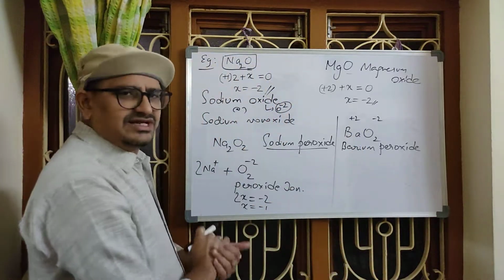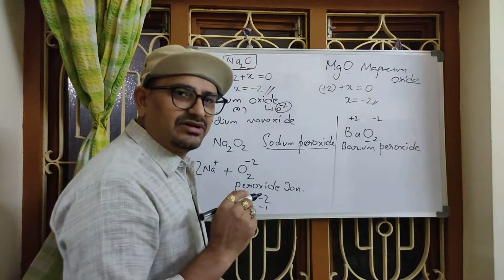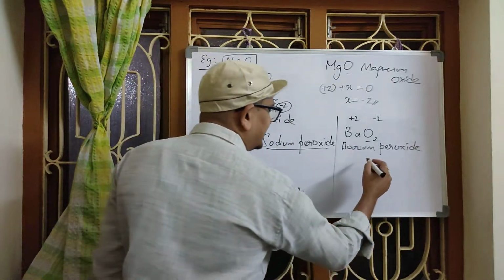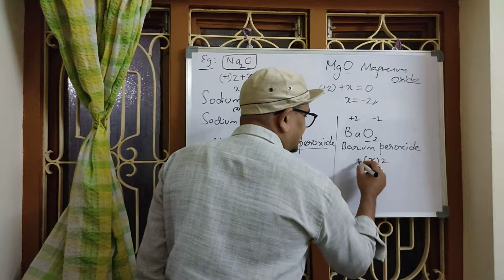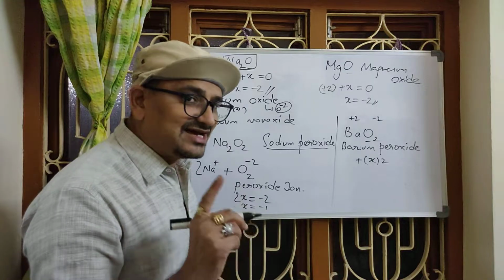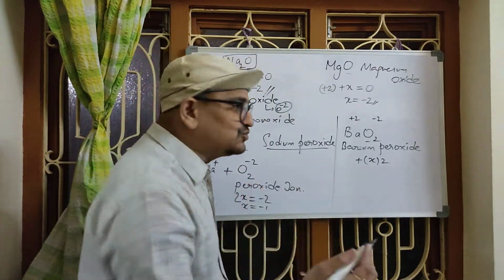Even for the formula also we can apply the same. Suppose we have to find the oxidation number of oxygen. So let it be X. How many oxygens are there? 2 oxygens are there. Plus barium belongs to alkaline earth metal or second group where all elements possess +2.